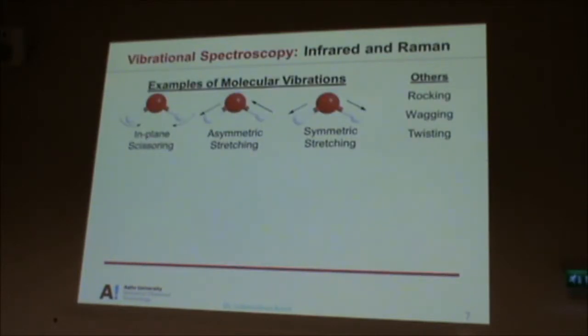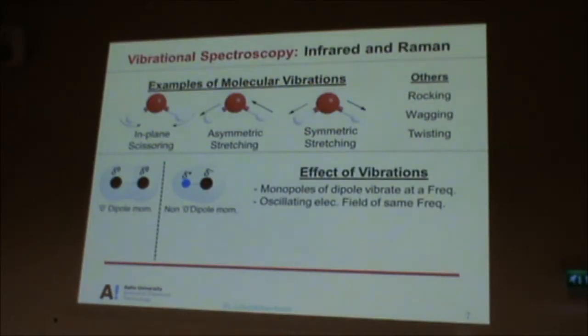Now, one additional thing about molecules is they're not static, they're not frozen. They are all vibrating because of thermal energy available in the universe. There are different types of vibrations, and here I give just a few examples. I'm showing an example of water, a type of molecule that has a shape like water. It can undergo scissoring, stretching, symmetric stretching, asymmetric stretching, and here there are some more modes of vibration.